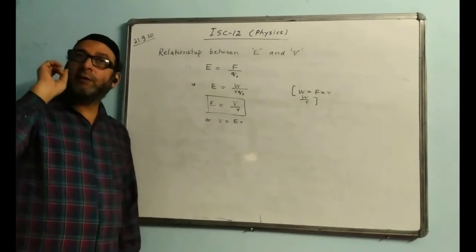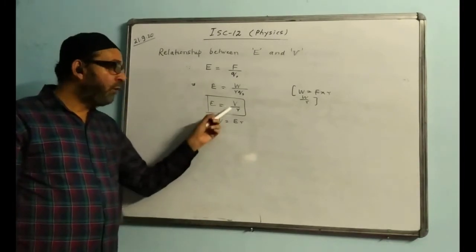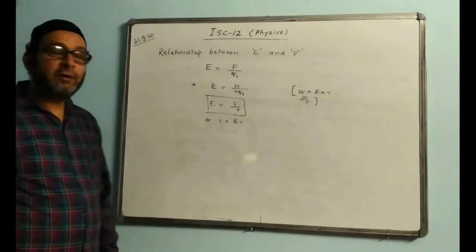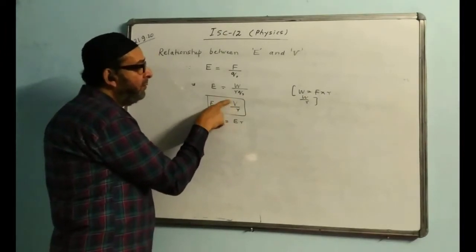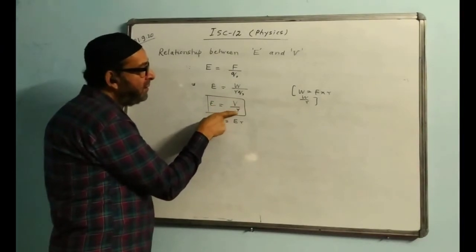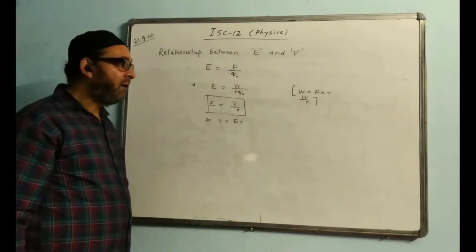And at that time I had told you that this thing I am doing in another chapter. Now I am doing it here. So from here you can understand why I said electric field is volt per meter. Volt, R is the distance, volt per meter. Volt per meter is also a unit for electric field.